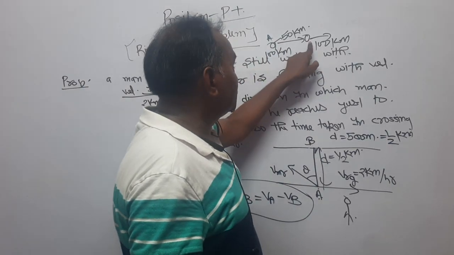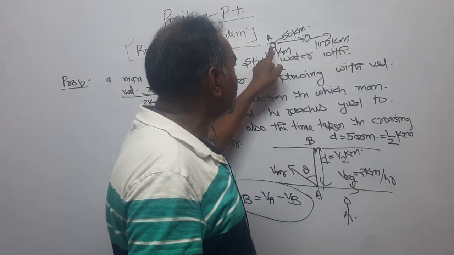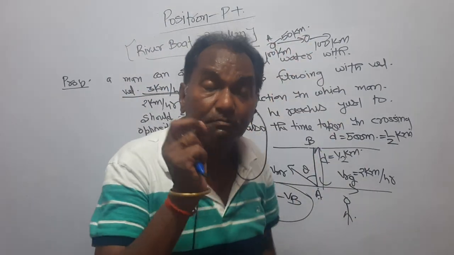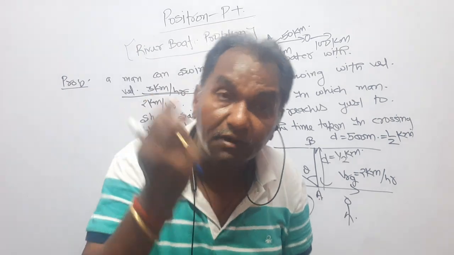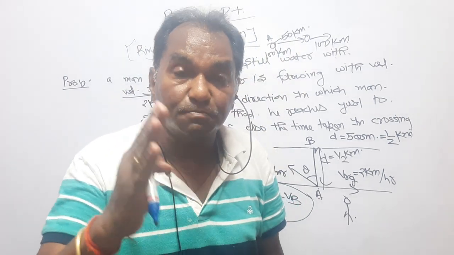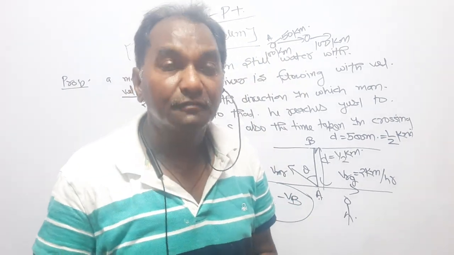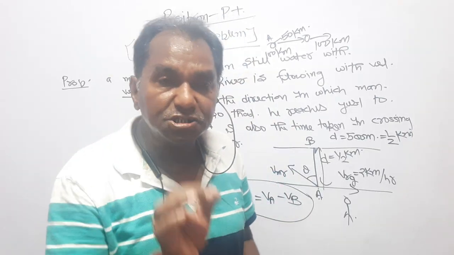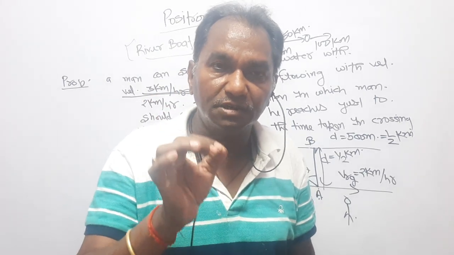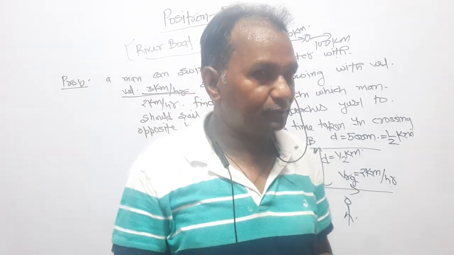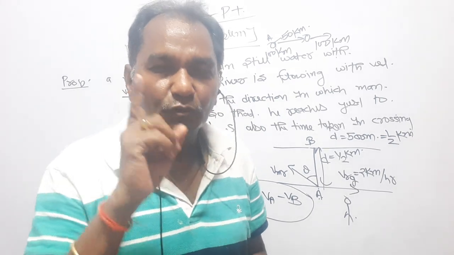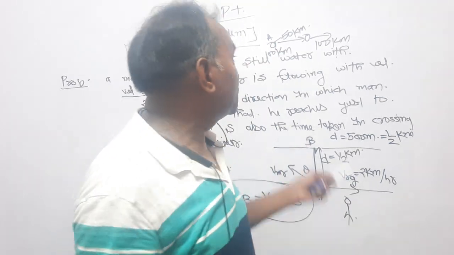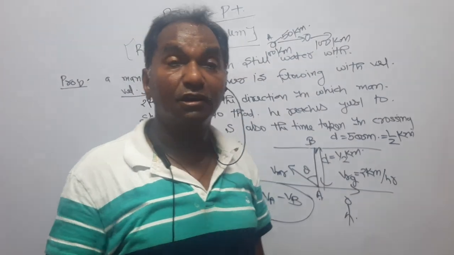In 1 hour, A will travel 100 km, and in 1 hour, B will also travel 100 km. Initially the distance between them was 50 km, and even after an hour, the distance between them is 50 km. So there is no relative displacement. That is why the velocity of A with respect to B is 0.